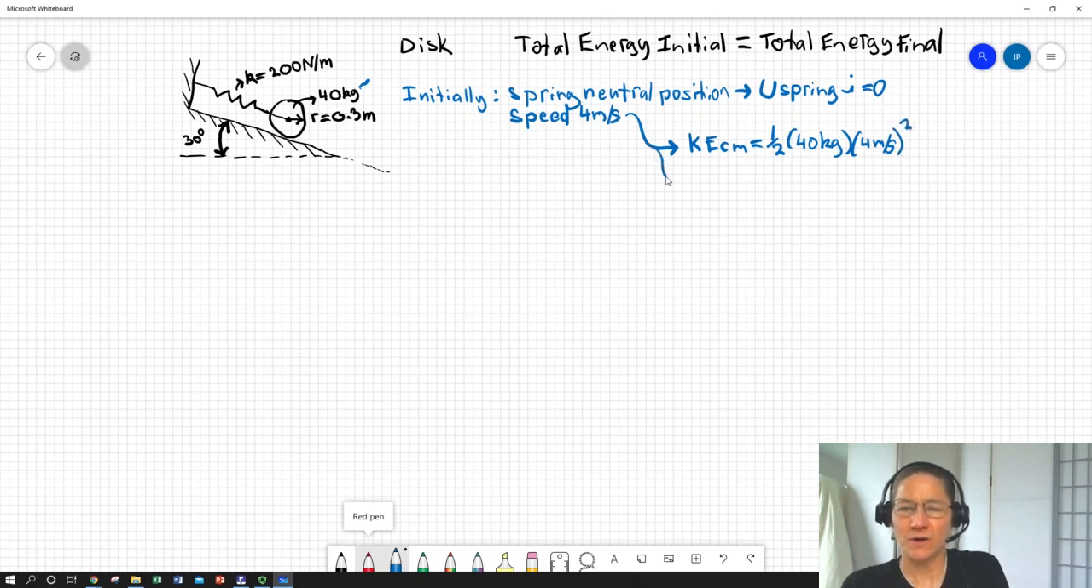But we've also got some rotational kinetic energy, because that disk is rolling. So in order to take account of that, we're going to use our rotational analog to our kinetic energy expression, which will be 1/2 times I disk times our angular velocity squared.